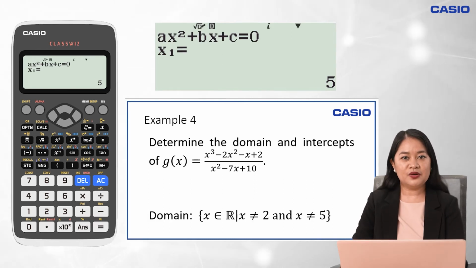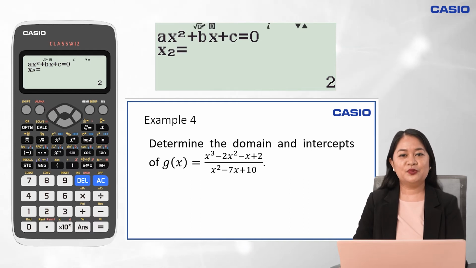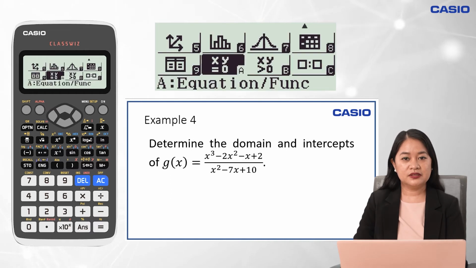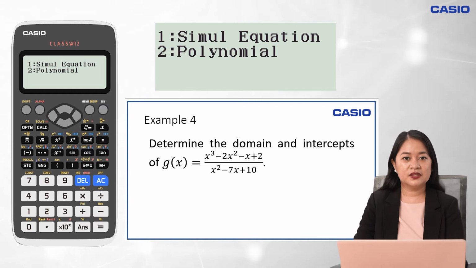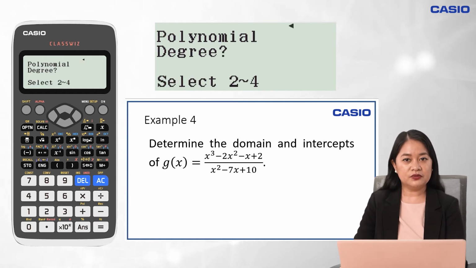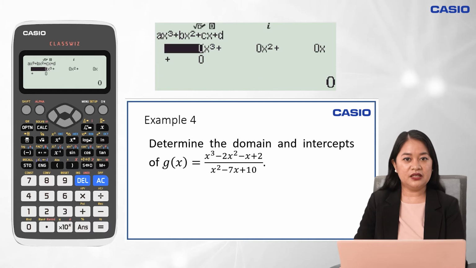As indicated, the domain of this rational function is the set of real numbers except 2 and positive 5. For the x-intercept, we will identify the zeros of the numerator, and since the numerator is a polynomial expression of degree 3, again, we will use the Equation menu of the CASIO ClassWiz. Again, press Menu, Alpha, and the negative sign button. Choose Polynomial by pressing 2, and then input 3 for the degree of the polynomial.